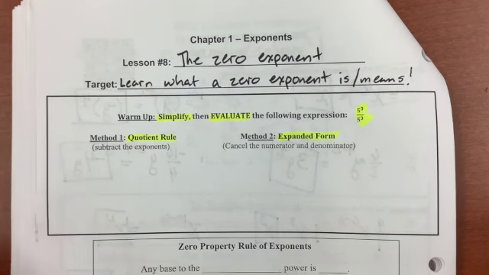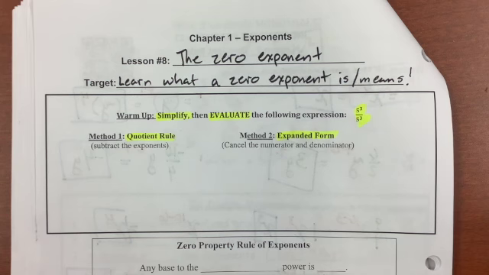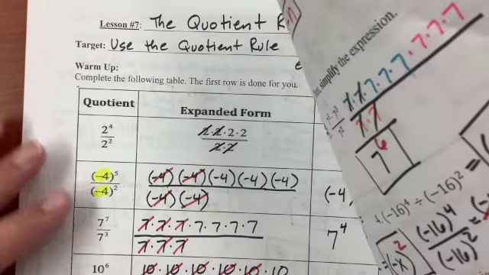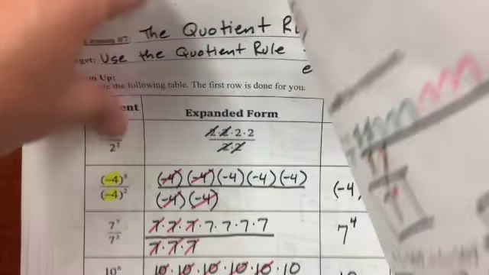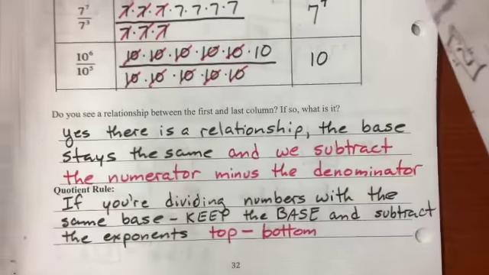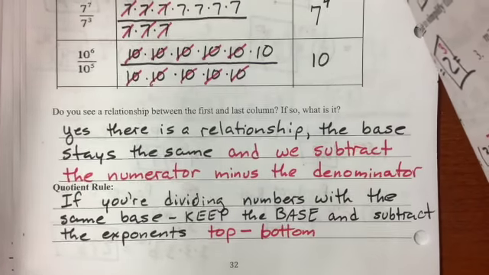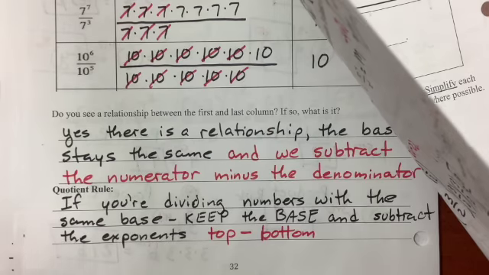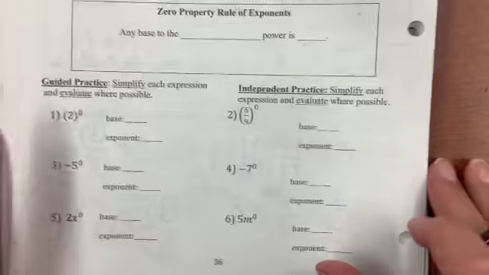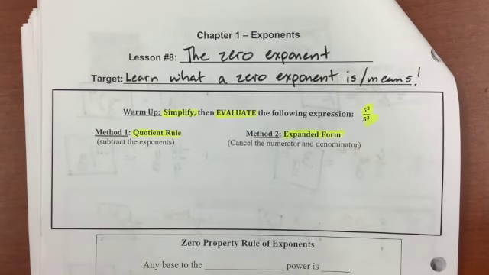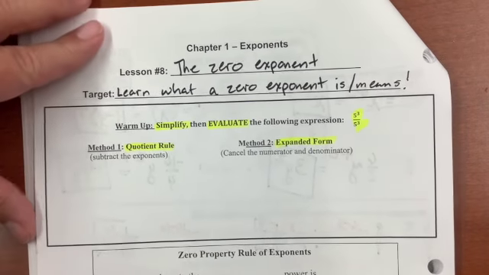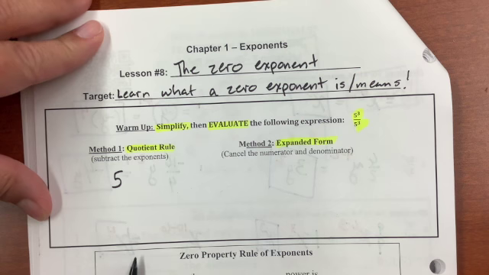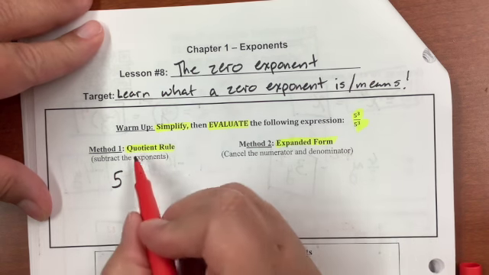Well, if I don't remember, I can always go back a page or two. In this case, I have to go all the way back to page 32. And here it is on the bottom of page 32. You're dividing numbers with the same base, so keep the base and subtract the exponents. In other words, top minus bottom. So here, I'm going to follow that quotient rule. I'm going to keep the base 5, and I'm going to subtract the exponents, 3 minus 3.